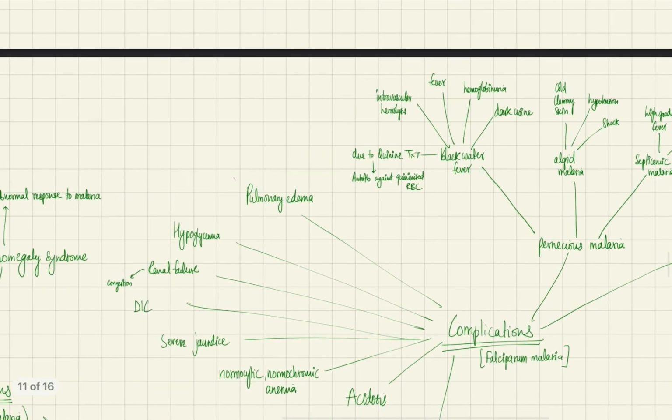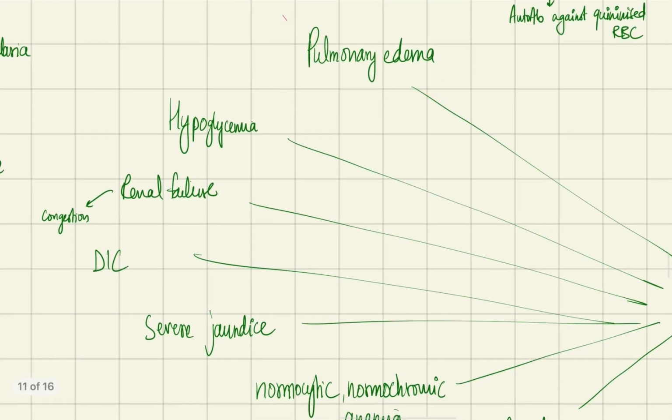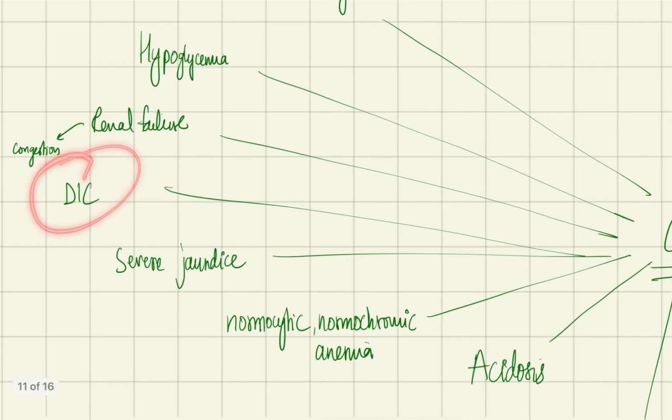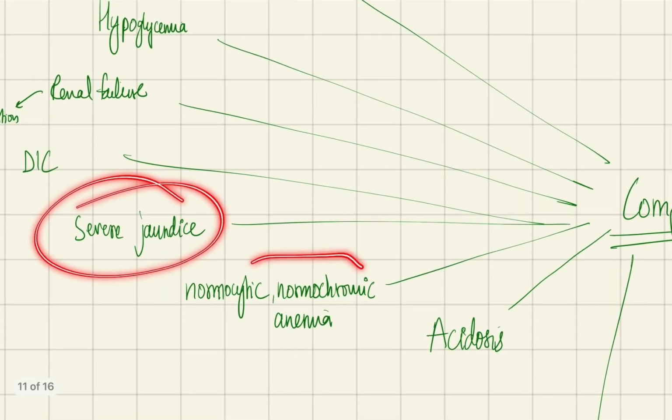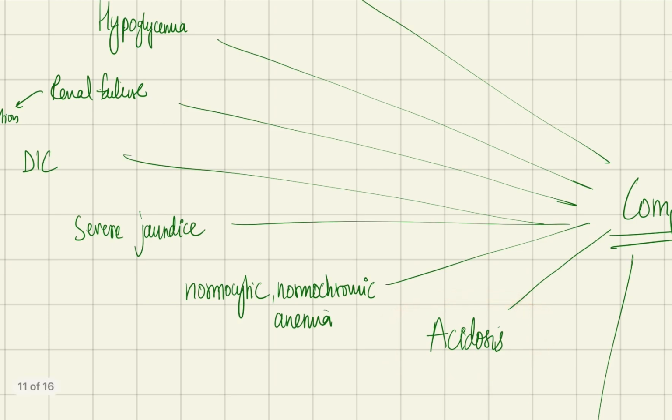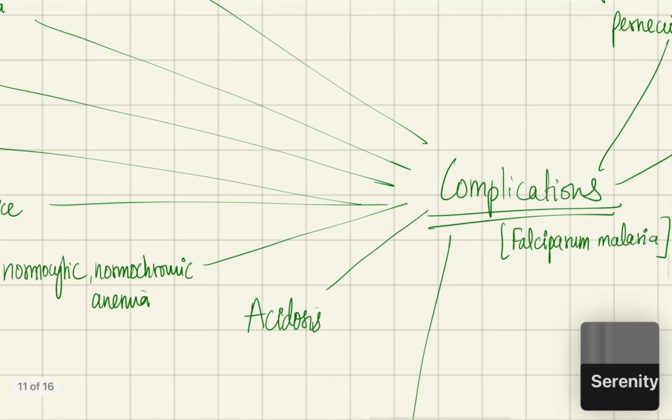Okay. Next you have pulmonary edema, hypoglycemia, renal failure again due to congestion by PFEMP1 proteins, remember, DIC, severe jaundice because again RBC rupture will cause jaundice, normocytic normochromic anemia discussed earlier, and acidosis. Okay.